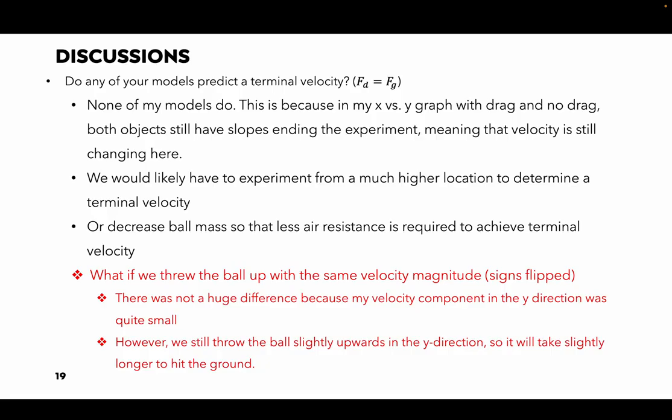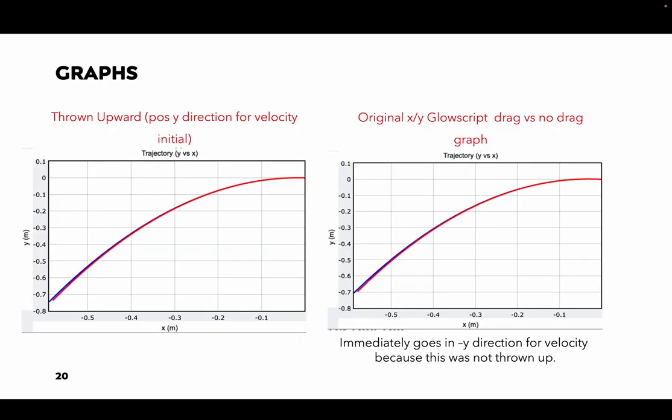If we threw the ball upwards with the same velocity magnitude, so we just flipped the y signs, there wasn't a huge difference because my velocity component in the y direction was quite small. However, we still throw the ball slightly upwards in the y direction, so it will take slightly longer to hit the ground than in our initial experiment. Here are the two graphs from my last discussion point. The two graphs are basically indistinguishable, but I promise the numbers on the left are larger and therefore the ball, when thrown upwards, covers more distance than my original GlowScript drag versus no drag graph.